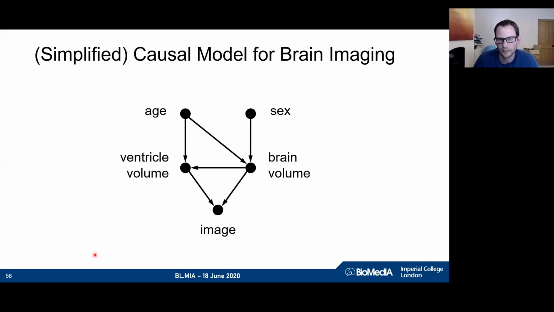We said, let's think about a problem where we can come up with a simplified, hopefully plausible causal model for brain imaging. And it's very simple because it has only a few variables: age, sex, ventricle volume, and brain volume. Together they form the data generating process for the underlying image. Okay, so let's assume this is half correct. Then what can we do with this?